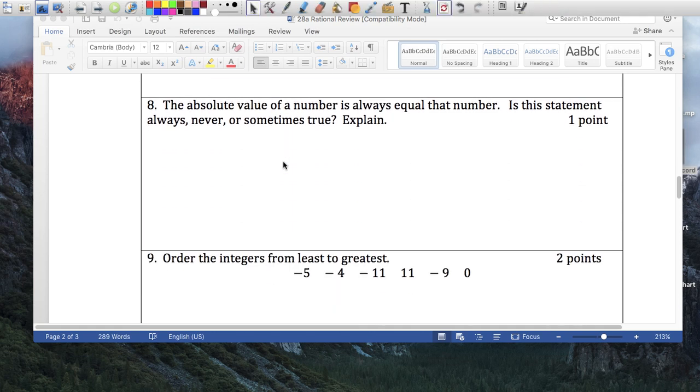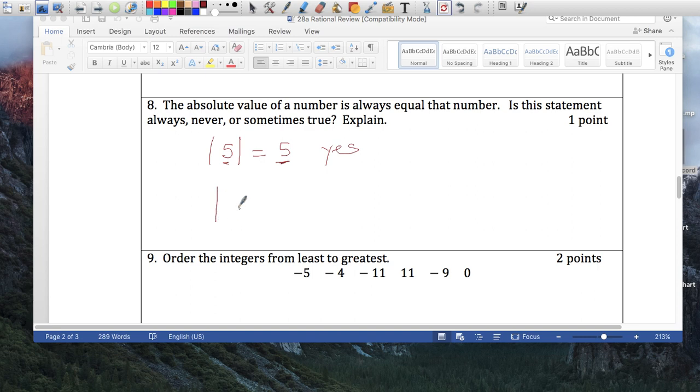Number 8. The absolute value of a number is always equal to that number. Is the statement always, never, or sometimes true? Well, let's see. Let me take a positive number. The absolute value of 5 is 5. So are these 2 numbers the same? Yes. So far, the statement that the absolute value of a number is always equal to that number is true.